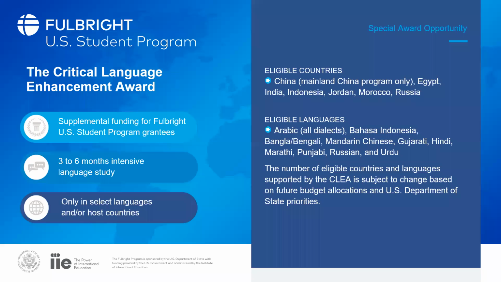So, ETAs. I did want to mention right here, there is an enhancement option that you can additionally apply for called the Critical Language Enhancement Award. These are only for students applying for, I think it's only research study grants. I don't think ETAs qualify, and there are only certain eligible countries and eligible languages. But this is some additional funding that's available for you to apply for that would give you 3 to 6 months of intensive language study, and that can occur depending on the country, either before the official start of your grant or simultaneously with your grant or as the beginning of your grant. So just keep an eye on that list of countries and languages. And if that's something you're interested in, we're happy to help you add that piece to your application.